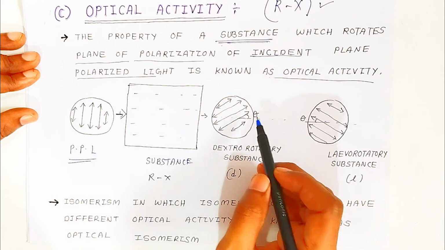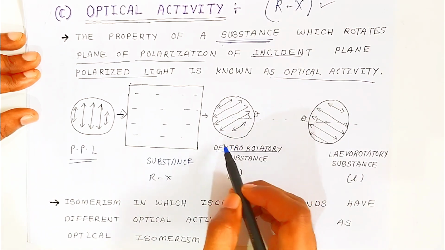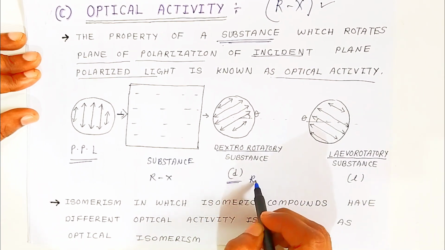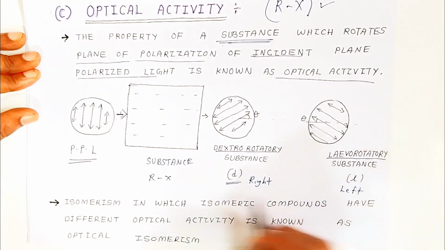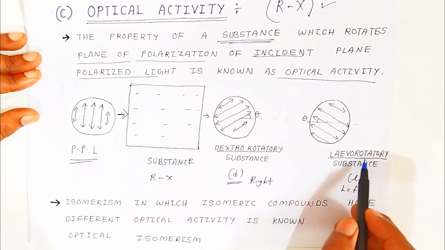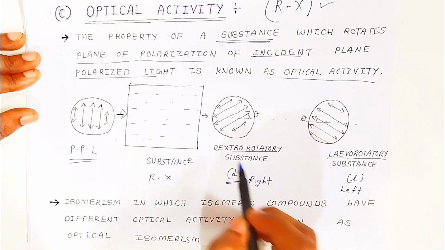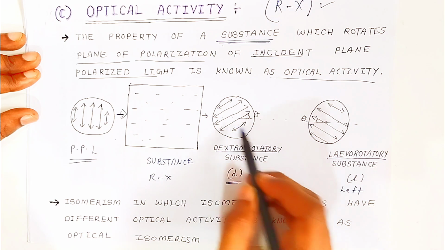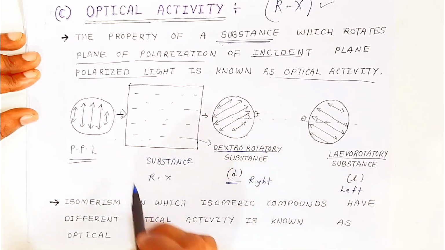This incident light is now rotating to the right hand side, dextrorotatory. If it is rotating to the left hand side, we call it Leo. Right hand side, students, we call Dextro. And if it is rotating in the left hand direction, the substance we call Leo rotatory substance. Understanding? So when this substance rotates the plane polarized light on the right hand side, we call it a dextrorotatory substance.